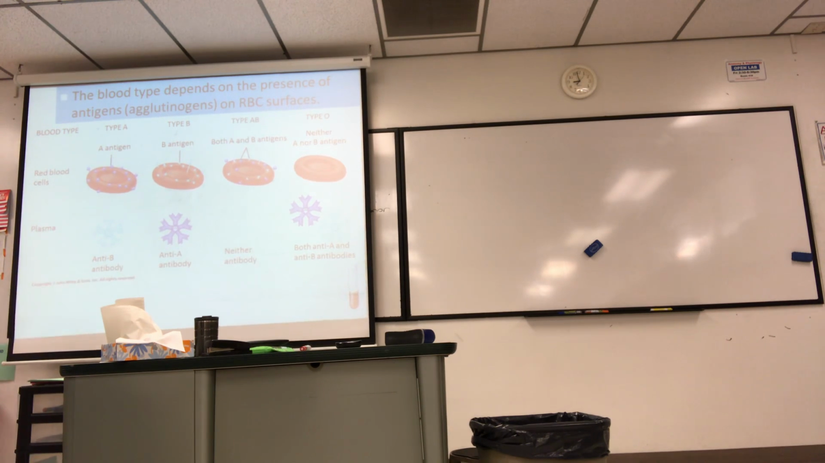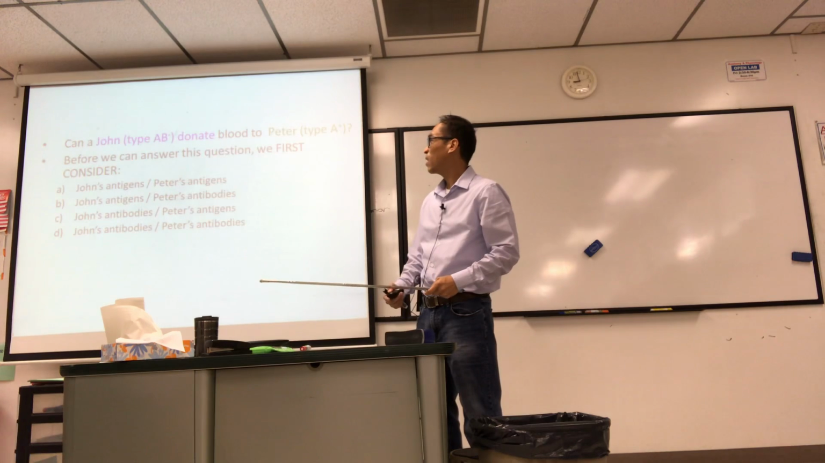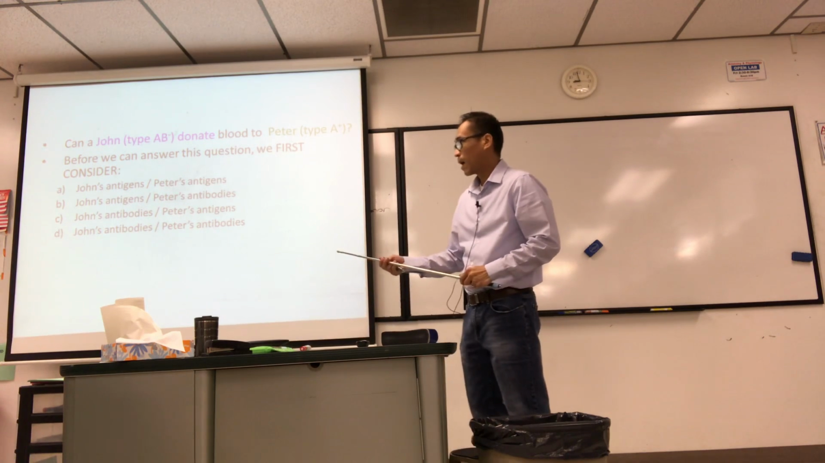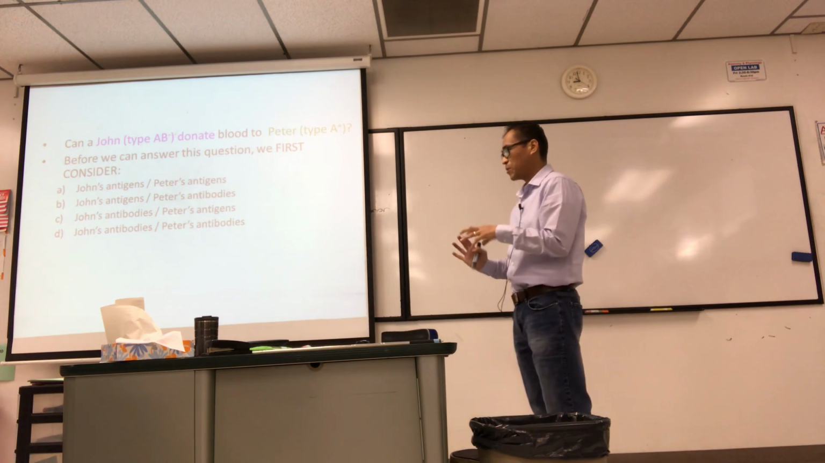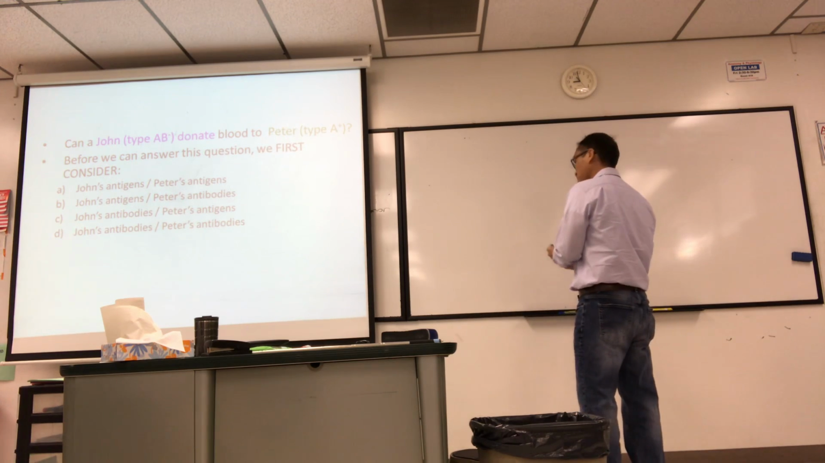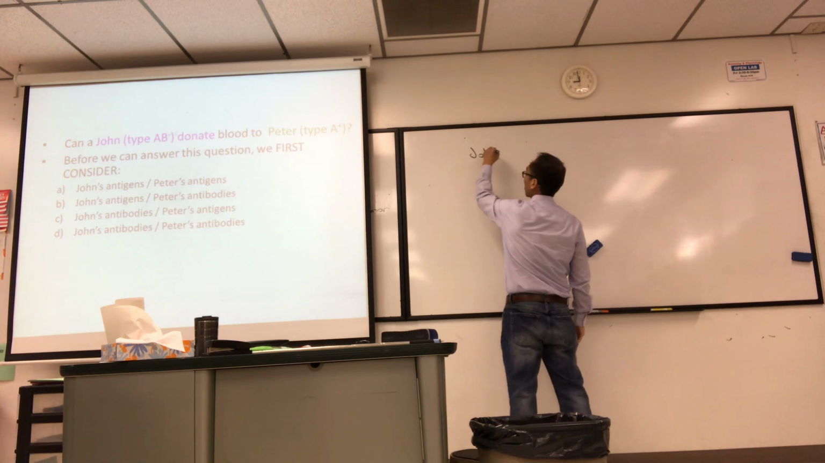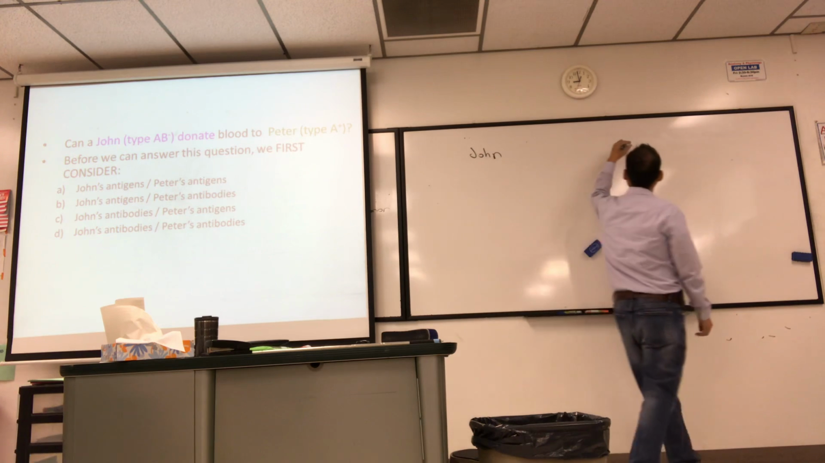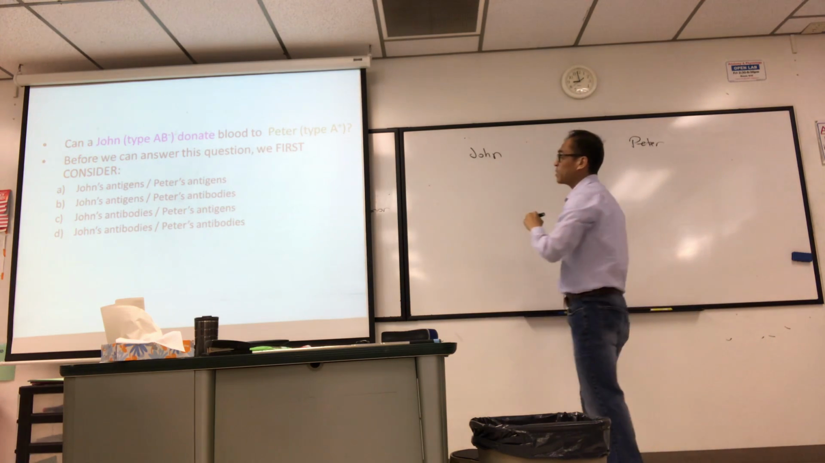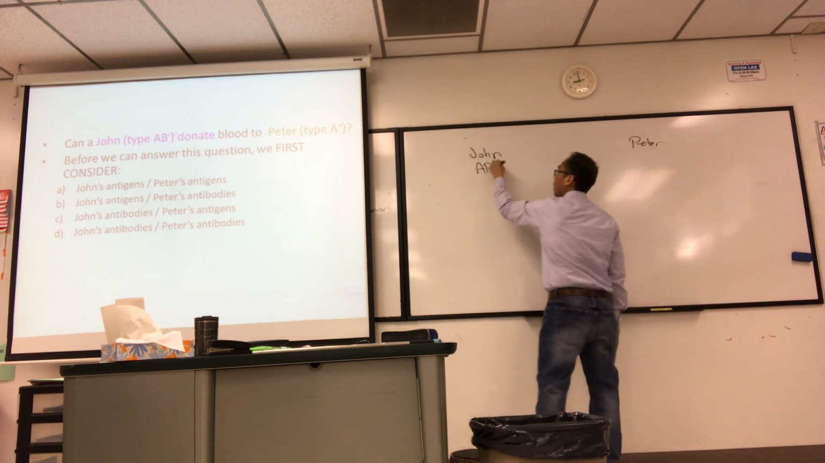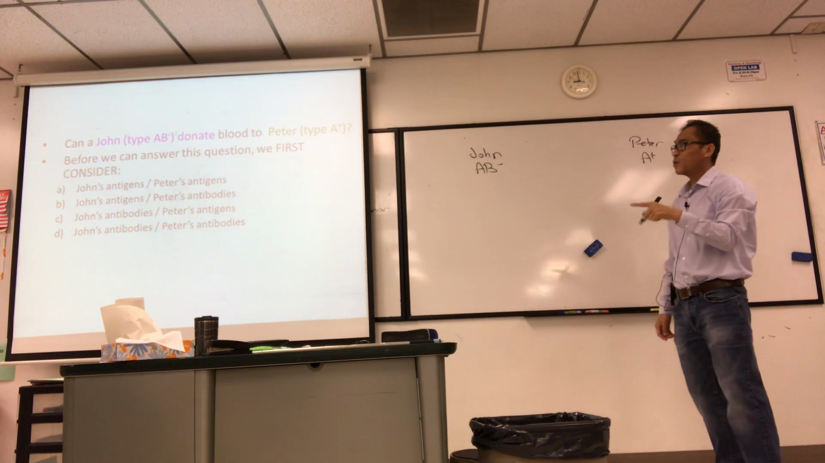So let me kind of take you through the logic. How do you tell if it's safe to donate one person to another? So let me show you the way that you should think as you proceed through such a question. So for example, John and Peter, two people. And first consider their blood types. AB negative, A positive. Next thing, figure out who's the donor, who's the recipient.